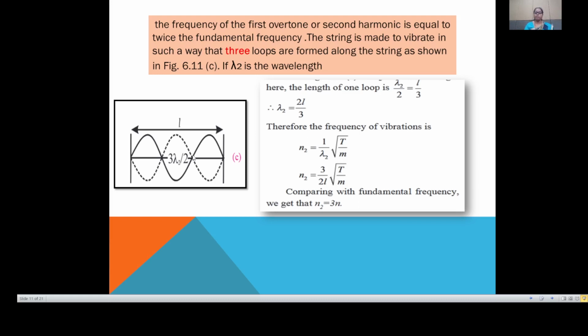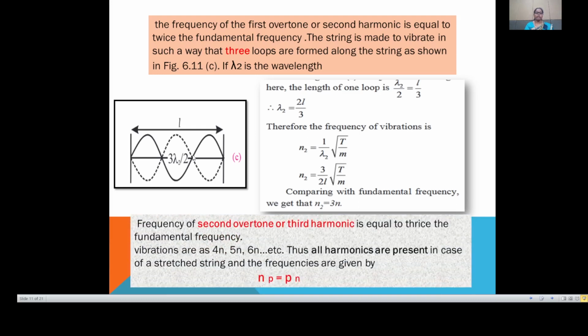Therefore, the frequency of vibration N2 is equal to 1 upon lambda 2 times root of T divided by M. Therefore, N2 is equal to 3 upon 2L times root of T divided by M. Comparing with the fundamental frequency, we get N2 is equal to 3N. The frequency of the second overtone or third harmonic is equal to three times the fundamental frequency.